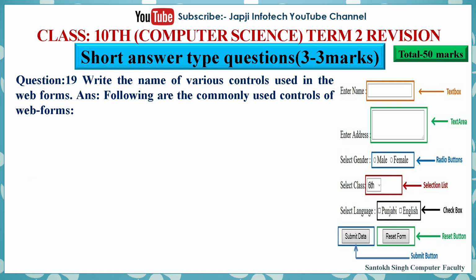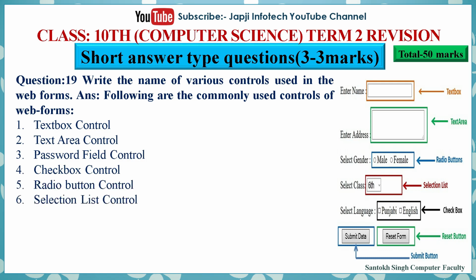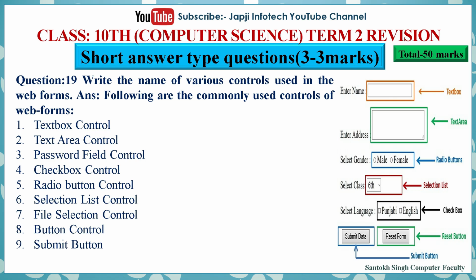And 19th one is, write the name of various controls used in the web form. And the answer is, following are the commonly used controls of web form. The first one is text box control. Second one is text area control. Third one is password field control. Fourth one is checkbox control. Fifth one is radio button control. Sixth one is selection list control. Seventh one is file selection control. Eighth one is button control. Ninth one is submit button. 10th one is reset button.